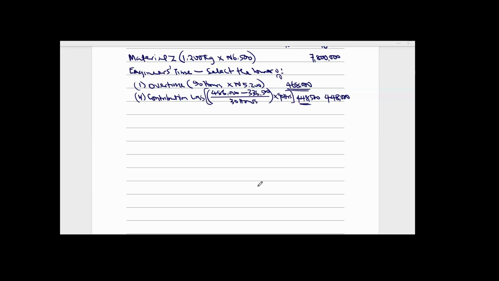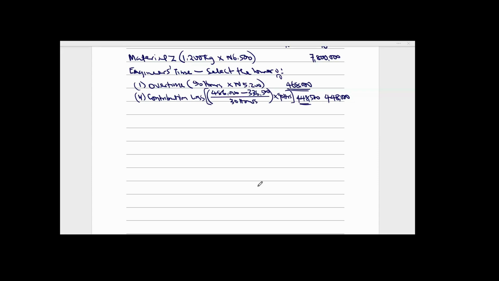Relevant, sir. Why is it relevant? Because it is a future cost. It's an additional cost. You are told that the machine can be rented for an additional 15 weeks, so it's an extra cost that will be incurred. Therefore, the 1,525,000 naira is relevant.